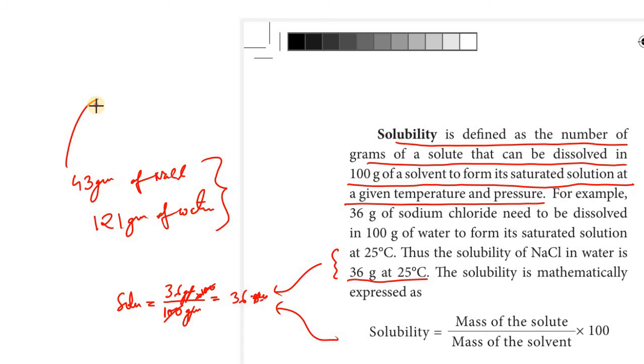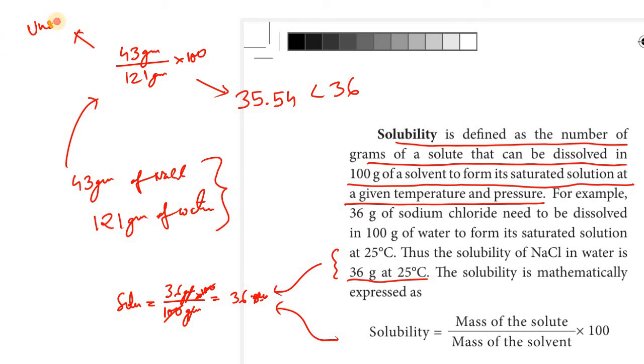Next, let us try to compute for this. So effectively this is 43 grams by 121 grams into 100. If you work it out, this is effectively 35.54. Now see, this amount is lower than 36. So you can say that this solution is basically an unsaturated solution. You understand the concept? So we do need this important definition of solubility.